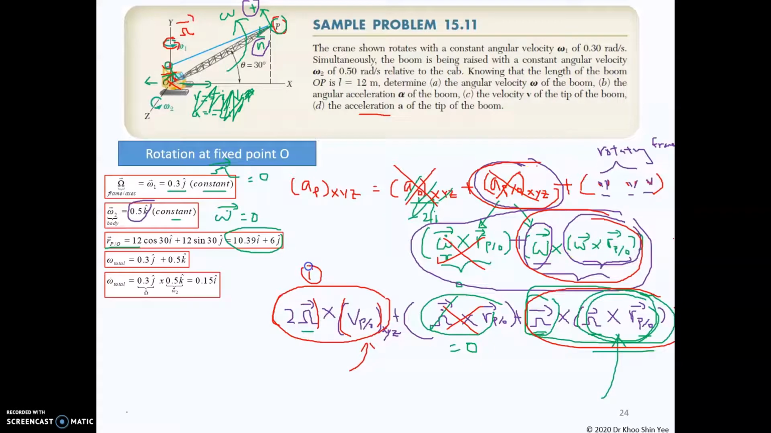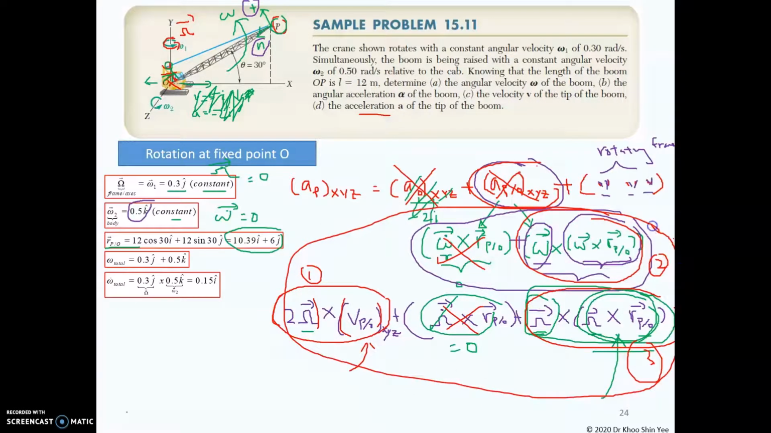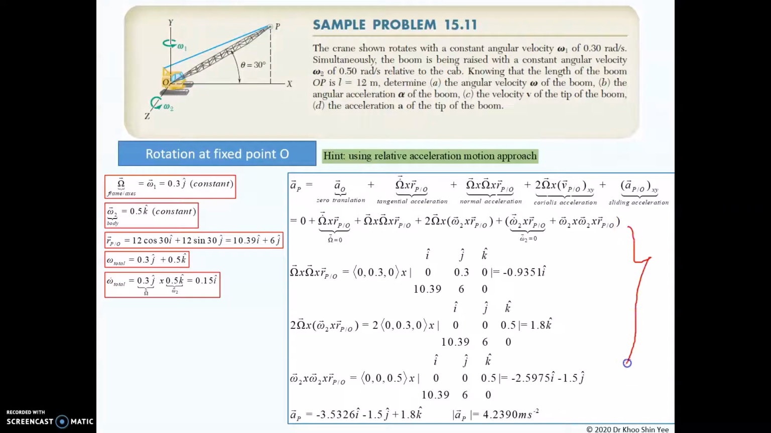So in total, you only have 3 acceleration components. Take the summation of all of these acceleration components, then you should be able to obtain the acceleration at point P. These are the steps that we described earlier. You should be able to obtain the result for the remaining acceleration component here.